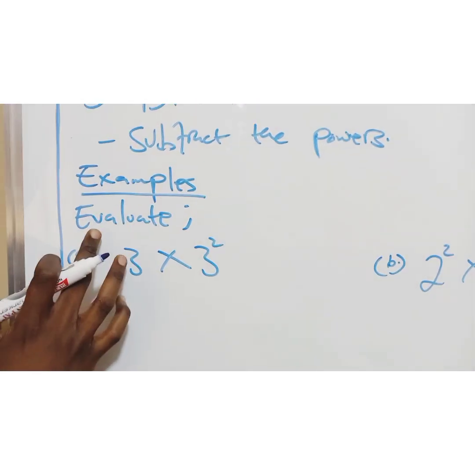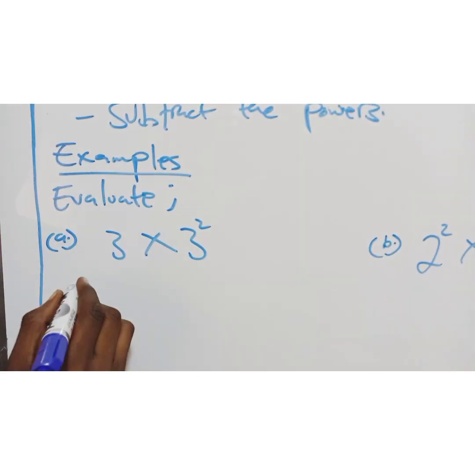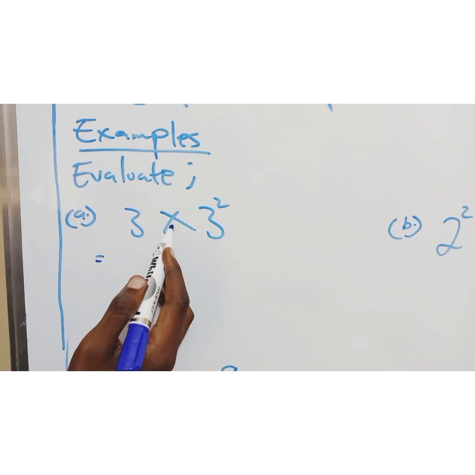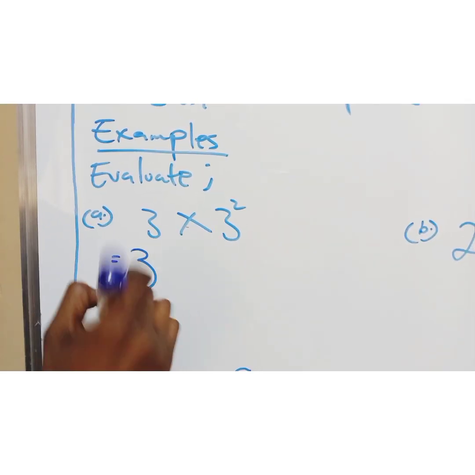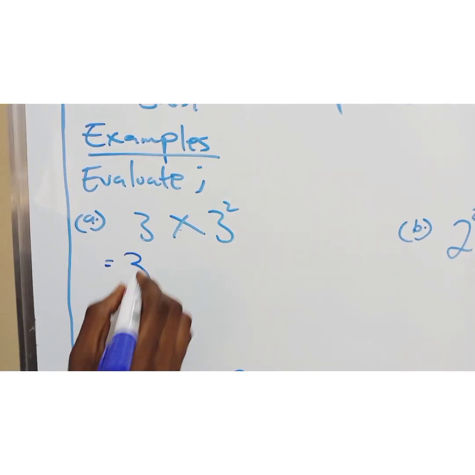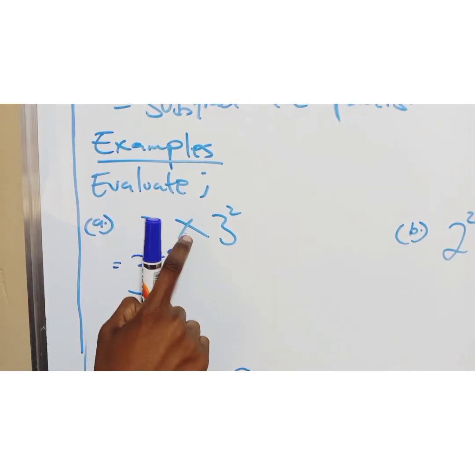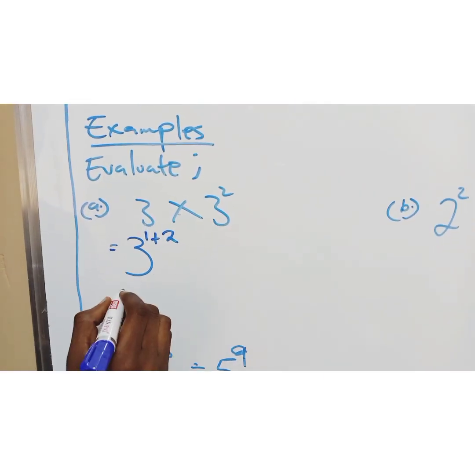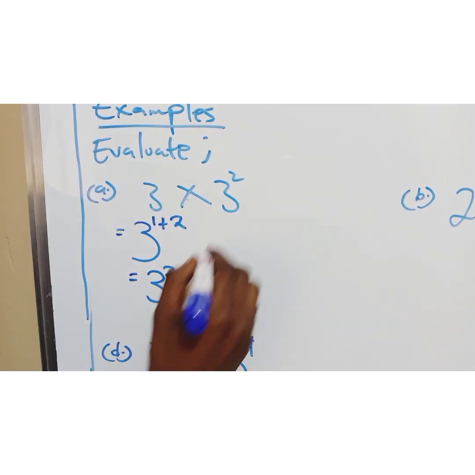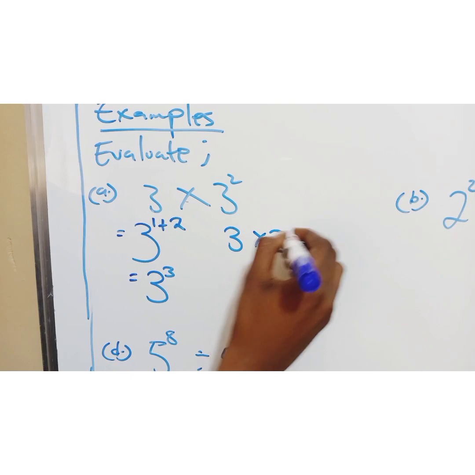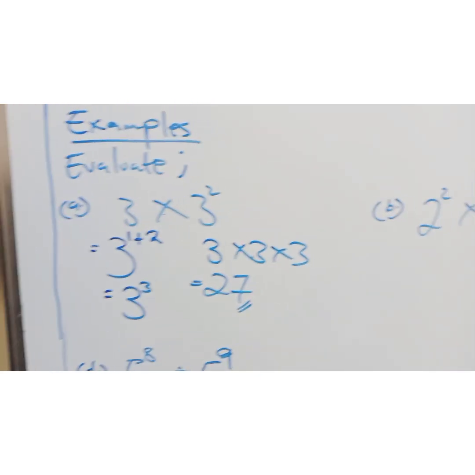So examples, evaluate 3 times 3 to the power 2. So this is multiplication, so you're adding the powers. There's an invisible 1 here. Because they are the same base, you just pick 1. So you have 1 plus 2. There's 1 here plus 2. It's multiplication, you add the powers. So this will give you 3 to the power 3. This is not 3 times 3. This means 3 times 3 times 3, which gives you 27. So that's your answer. Yeah?